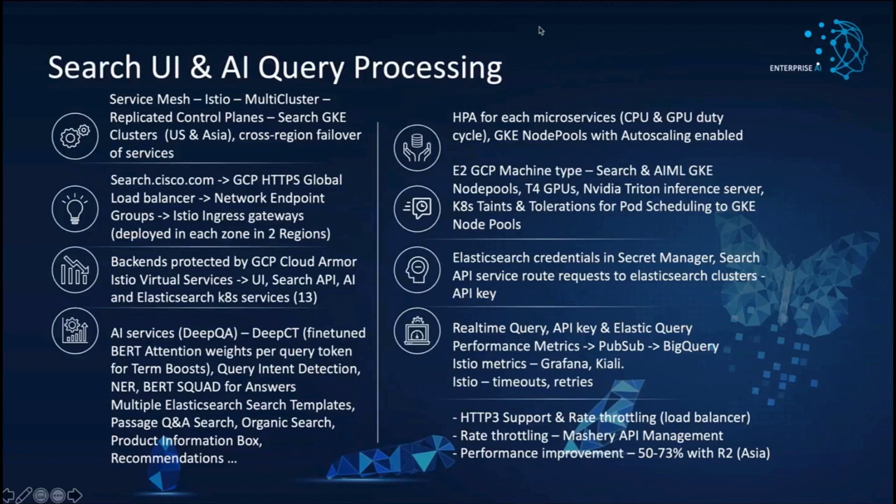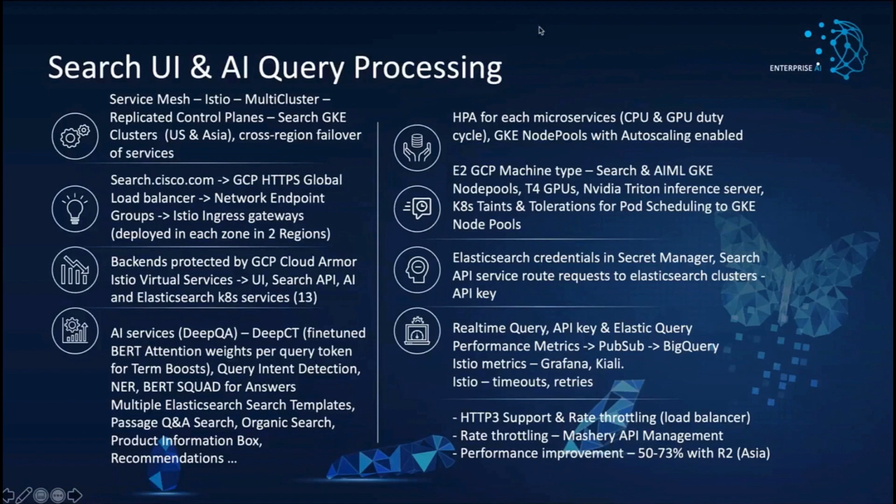We have a deep QA system which enables Passage Q&A search, and it uses a couple of AI services. There is DeepCP, which essentially uses BERT attention weights to influence the term pools. We have query intent detection, NER. We use BERT SQUAD for answer detection. Depending on the type of the query, based on the query intent, we use multiple search templates.